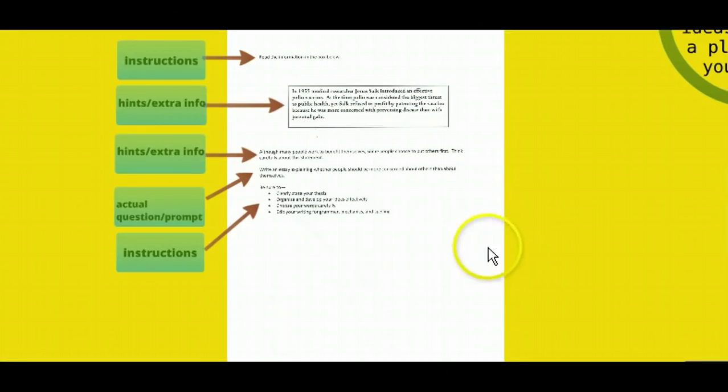You might even notice that there's blank space on the actual prompt page. That is a great space to use in planning your essay. A lot of times the test makers do that on purpose, so they give you a little room to make a plan.